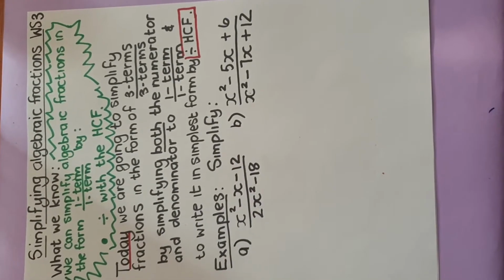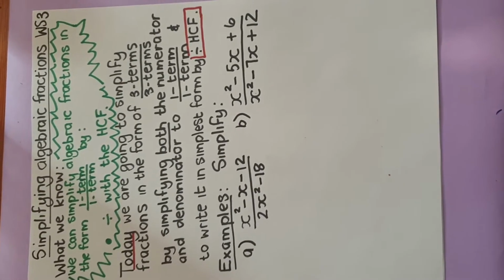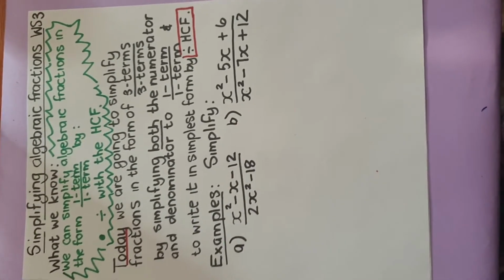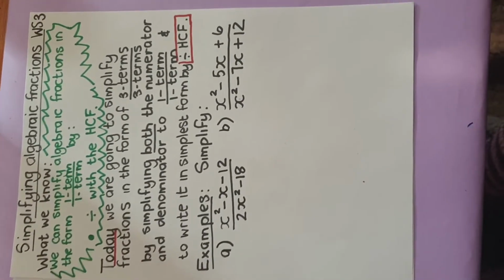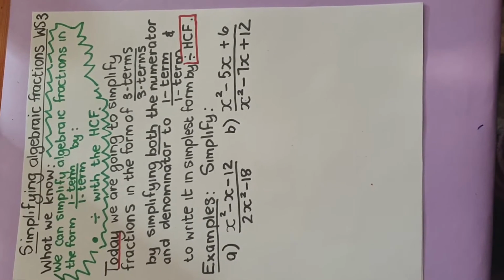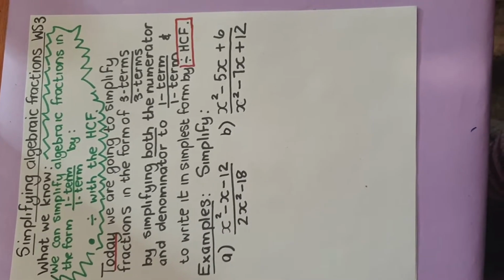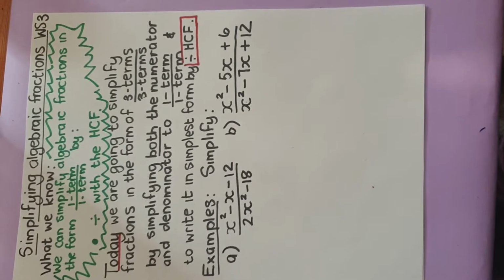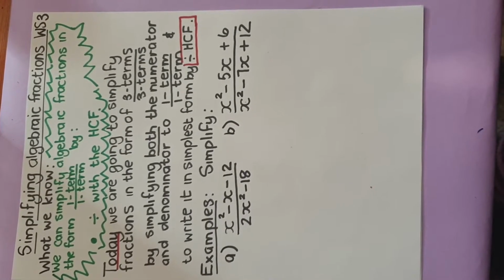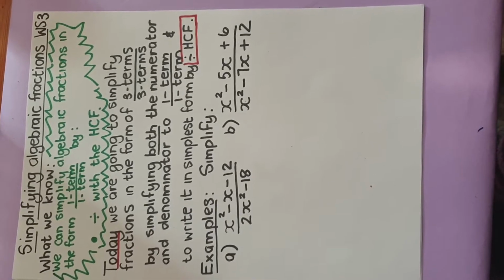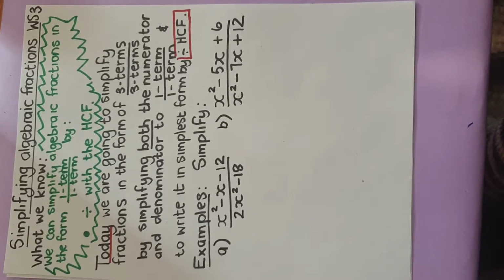Good, everybody. So today we are still simplifying fractions, and this video refers to worksheet 3. In the previous video, we looked at simplifying algebraic fractions, and what we learned from that is that we can simplify fractions if it's written as one term in the numerator divided by one term in the denominator. Because then we can divide with the highest common factor.